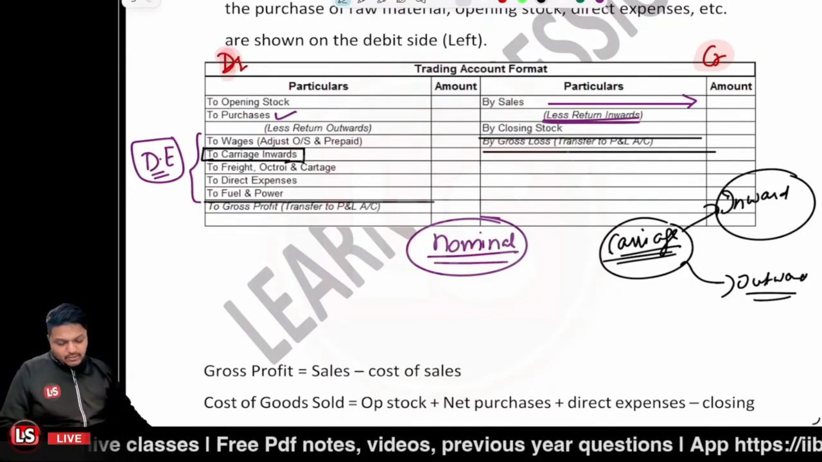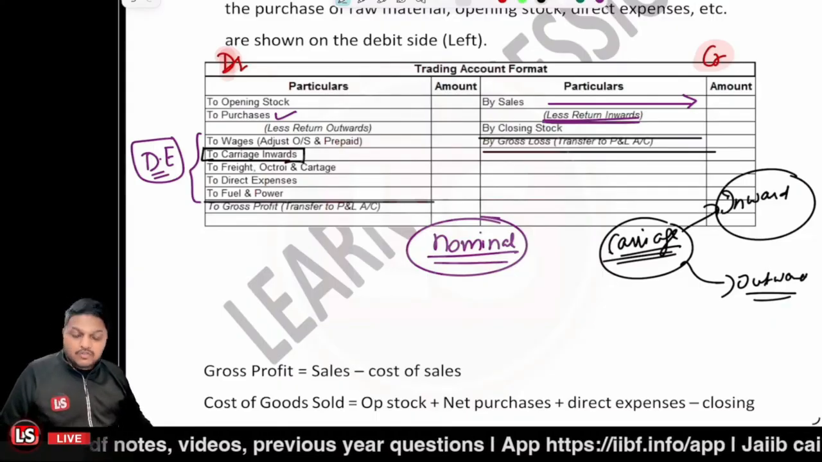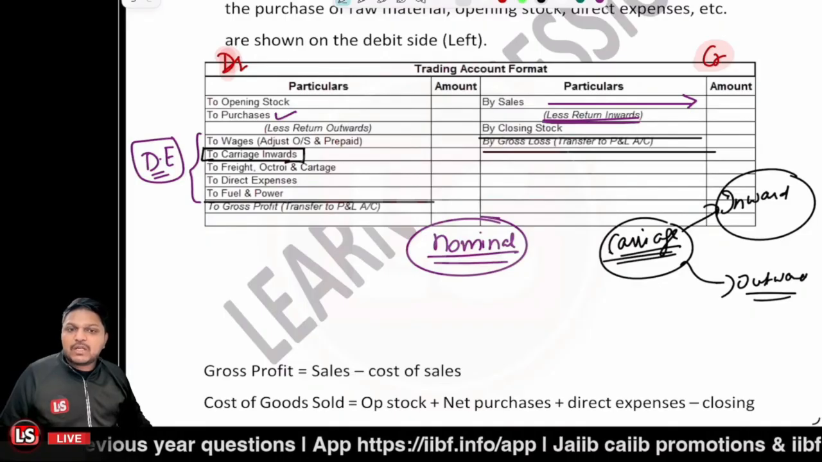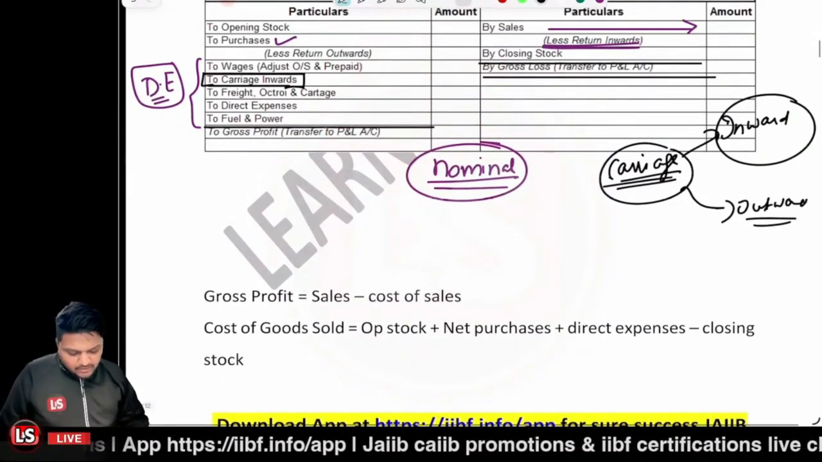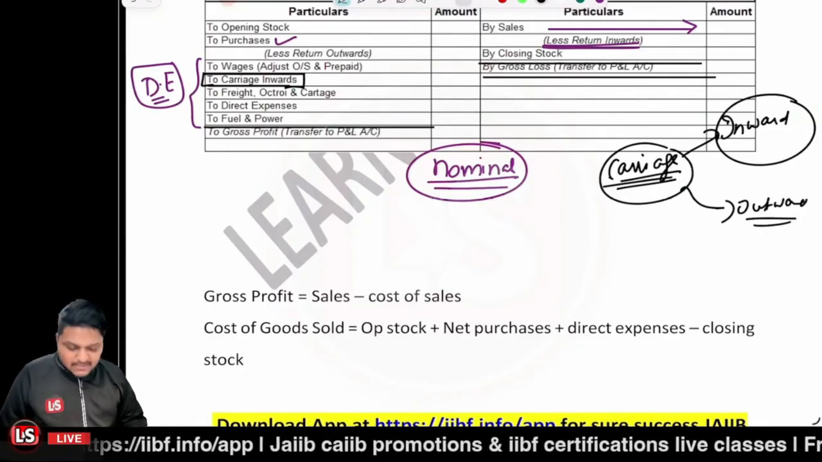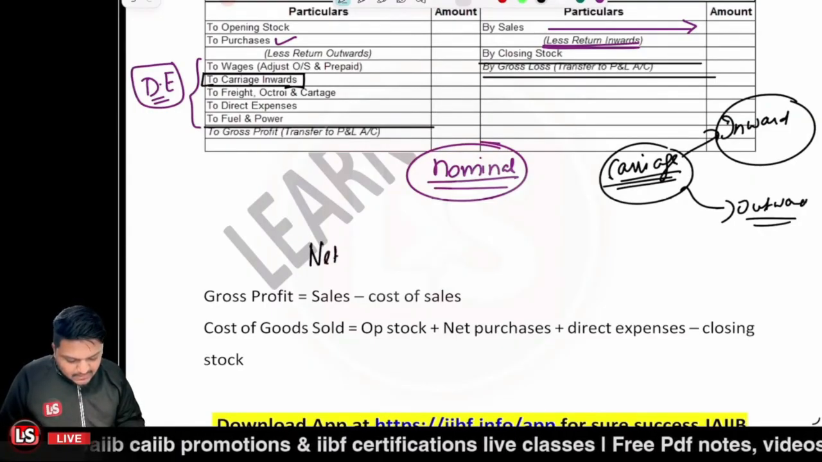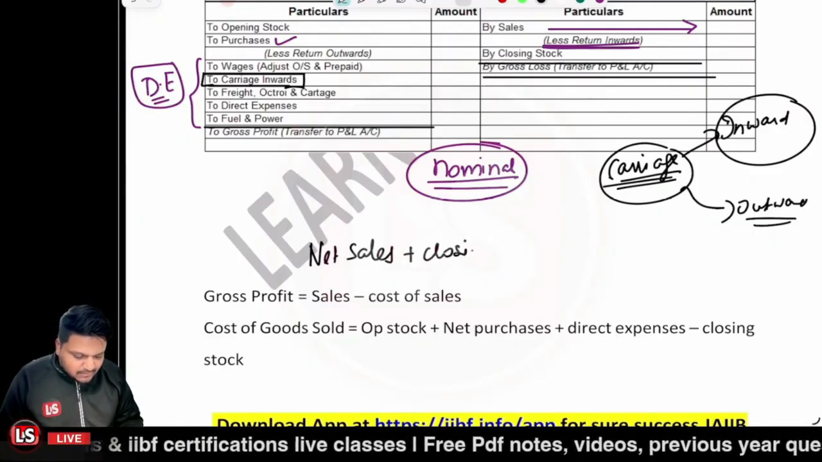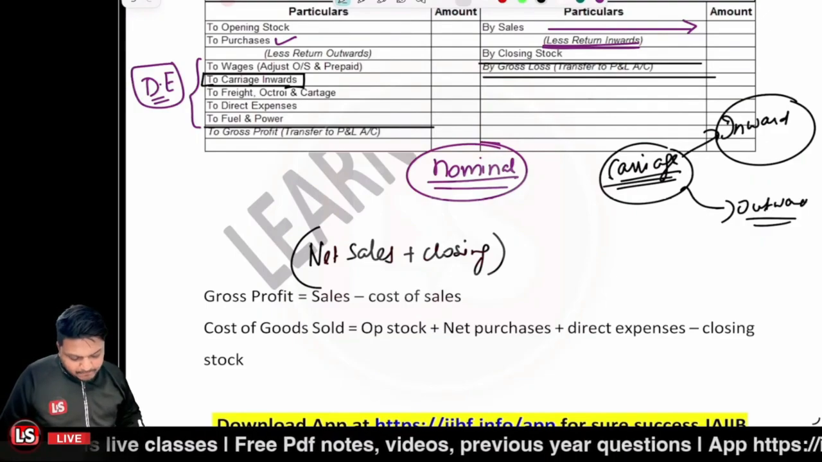And gross profit is equal to what? It is equal to sales minus cost of sales. Now what is sales? Sales is net sales plus closing stock, right?